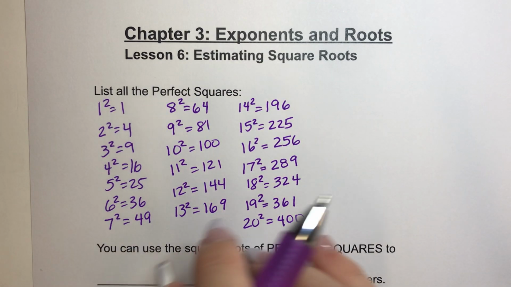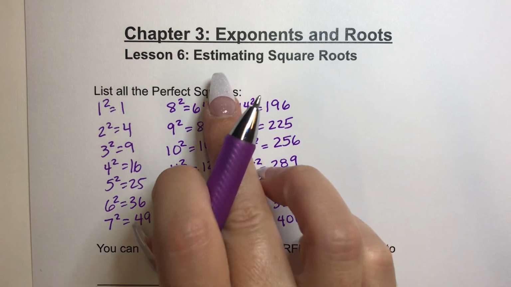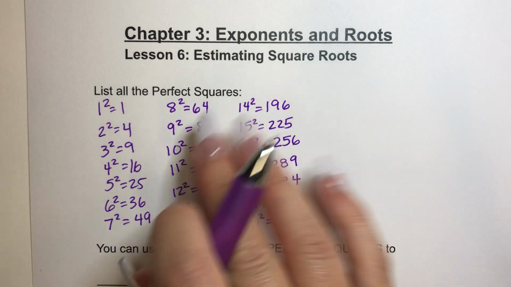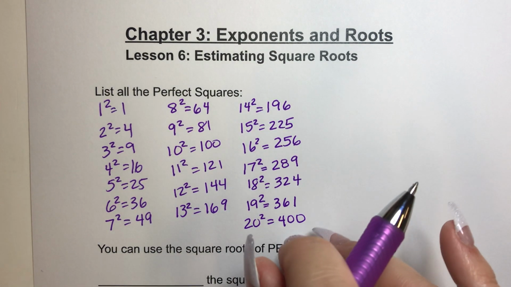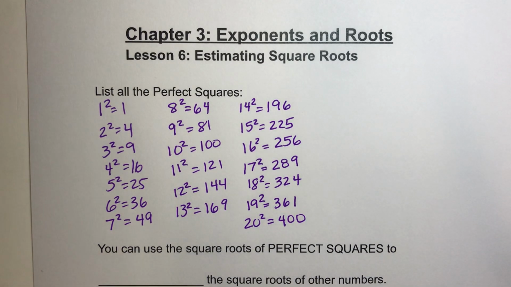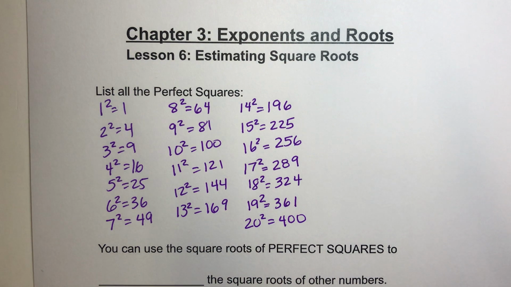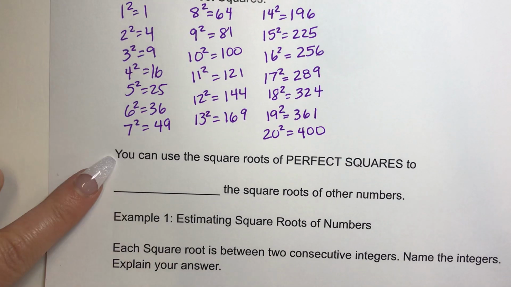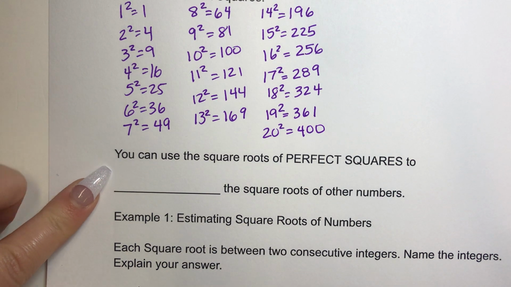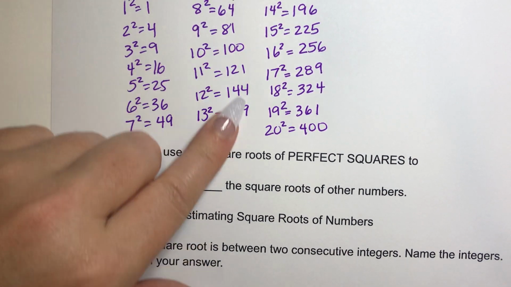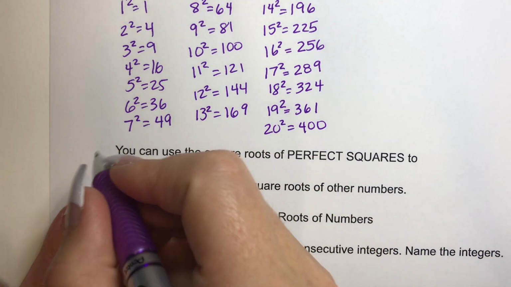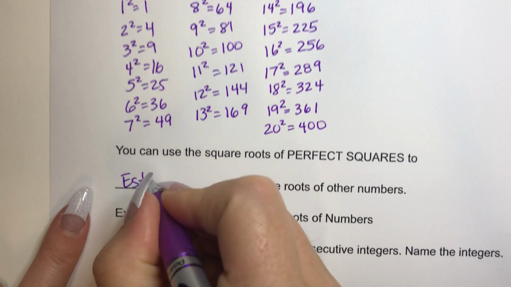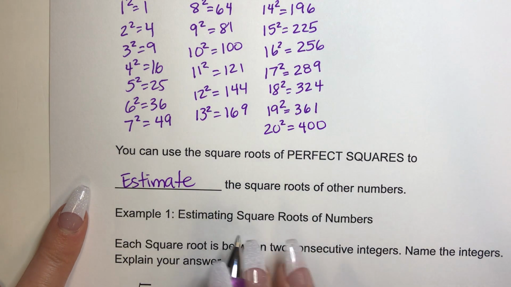Okay, so we're going to use this, and it's going to make estimating square roots a lot easier if we have these perfect squared numbers memorized, okay? So, what this says is that you can use the square roots of perfect squares, which are all of these numbers here, to estimate the square roots of other numbers.